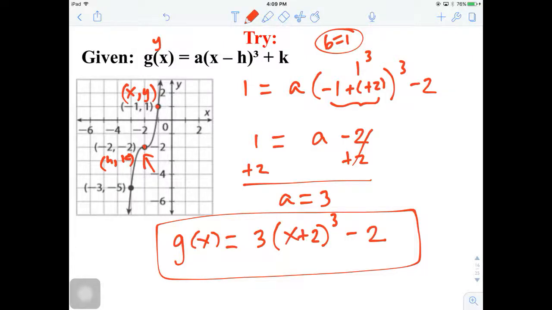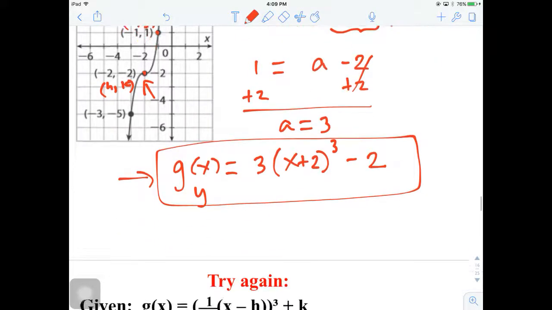Now I need you guys to go into Desmos and verify, entering this equation. You're going to actually just put y instead of g of x, okay? And you're going to enter y equals that equation and then see if that is the graph that it generates, just to verify that we have found the correct equation. And hopefully now you're more familiar.